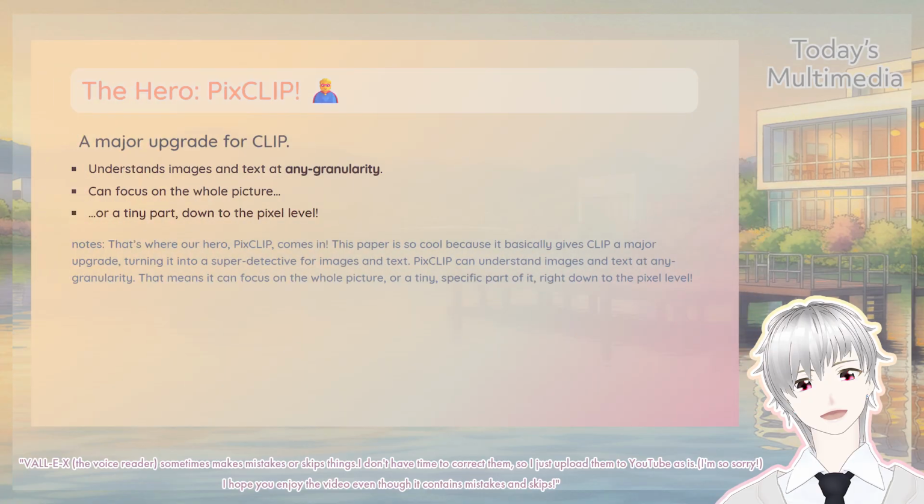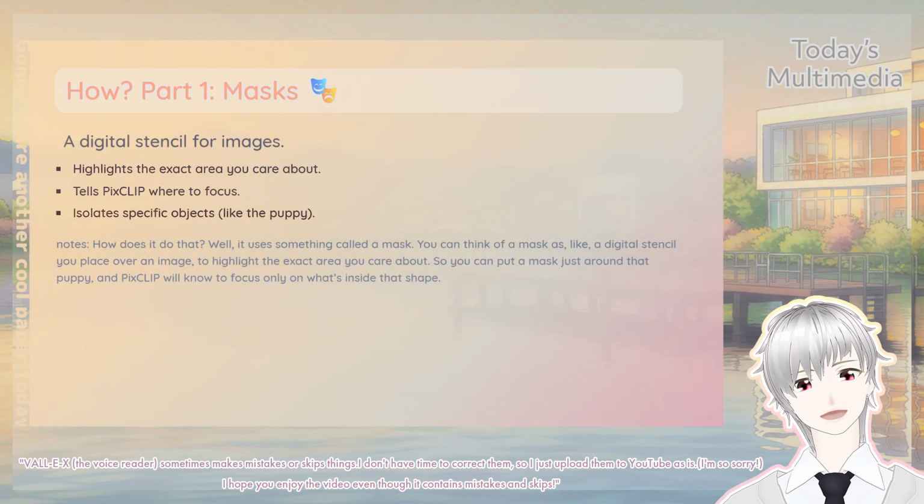That's where our hero PixCLIP comes in. This paper is so cool because it basically gives CLIP a major upgrade, turning it into a super tool for images and text. PixCLIP can understand images and text at any granularity. That means it can focus on the whole picture or a tiny, specific part of it, right down to the pixel level. How does it do that?